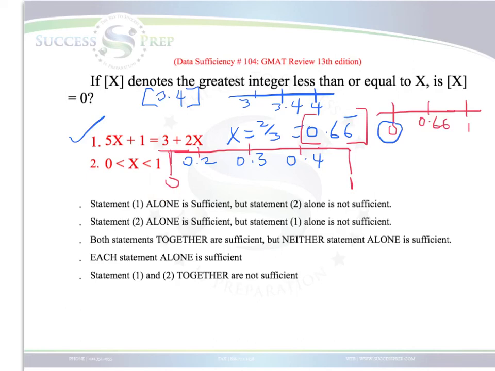So again, x in a bracket is simply going to be 0. As a result, statement 2 also works. So because of this, among the answers A, B, C, D, and E, the answer would be D, because each statement by itself works and is sufficient.